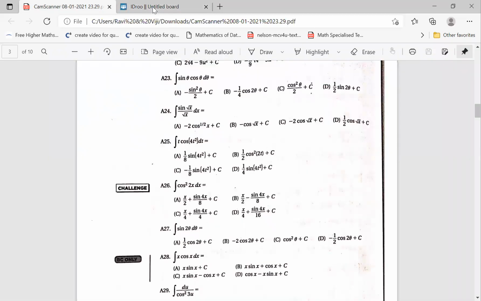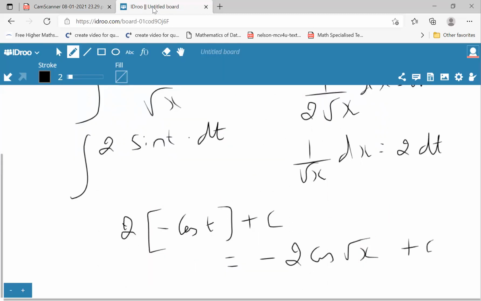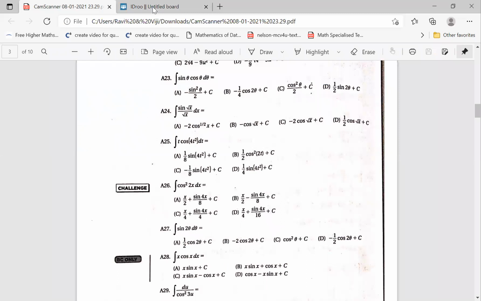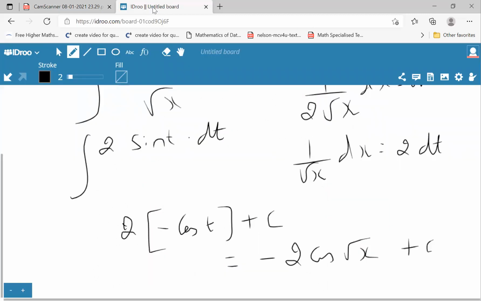So let's see which option is correct. You can see that minus 2 cos root x plus c. So C is the correct option. You can see that C is going to be the correct option. All right. Next, going to the 25th one.